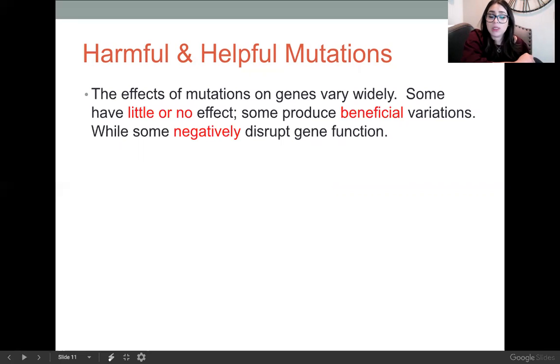Sometimes you'll have mutations that are actually beneficial. To give you a couple of examples, there are organisms that have developed an evolutionary advantage because they have become resistant. So there are bugs that are pesticide resistant, so the spray that we put out to kill them is actually not going to do anything to them.